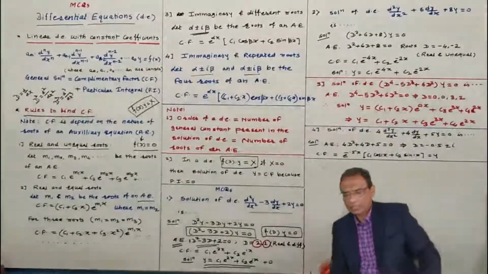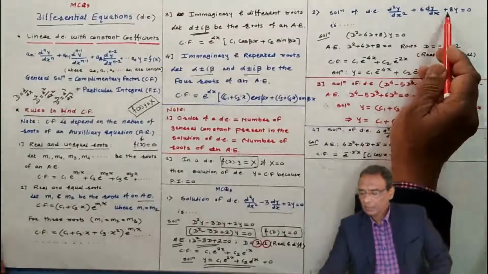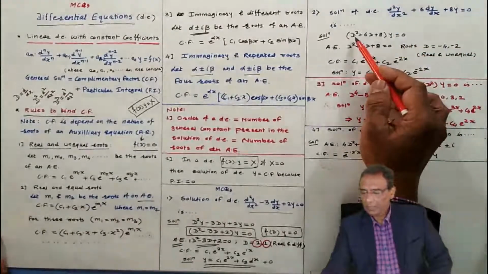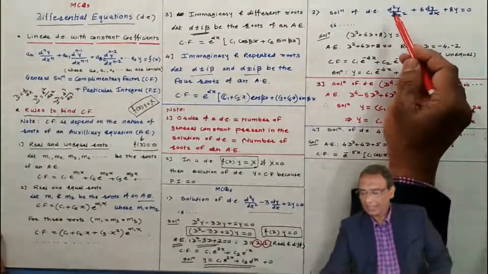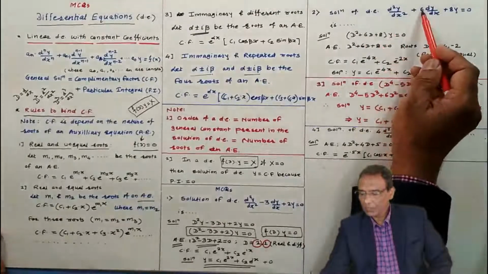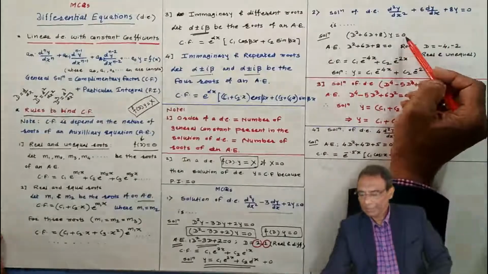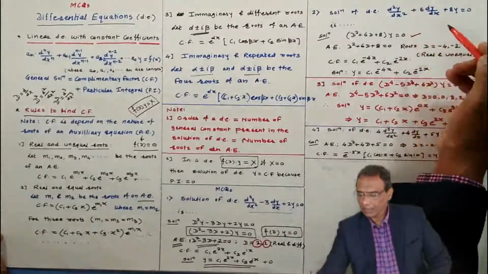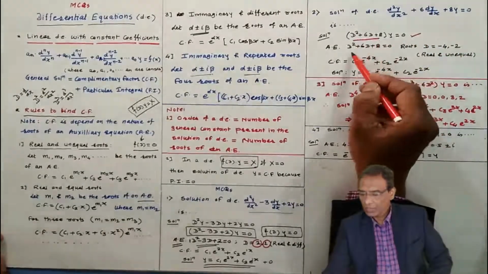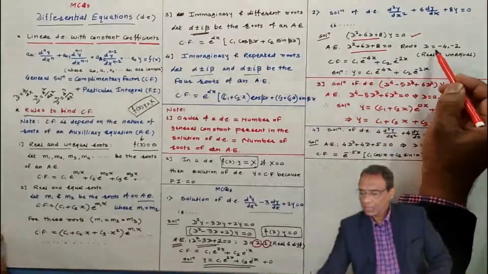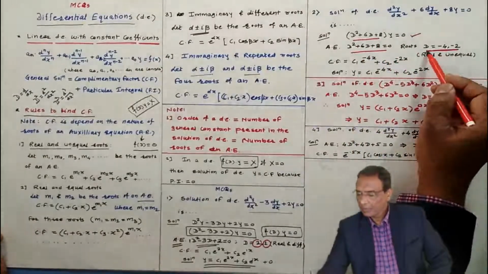Now very quickly, the same problem. This is given, written in terms of capital D. I am directly writing now. This is capital D square, this is D, this is 8. I have taken y common directly. Then this is the auxiliary equation, equate it to 0. Use the calculator and get the value of D.